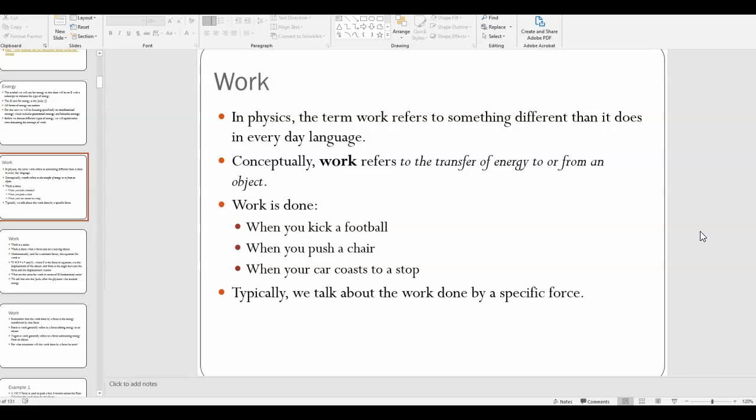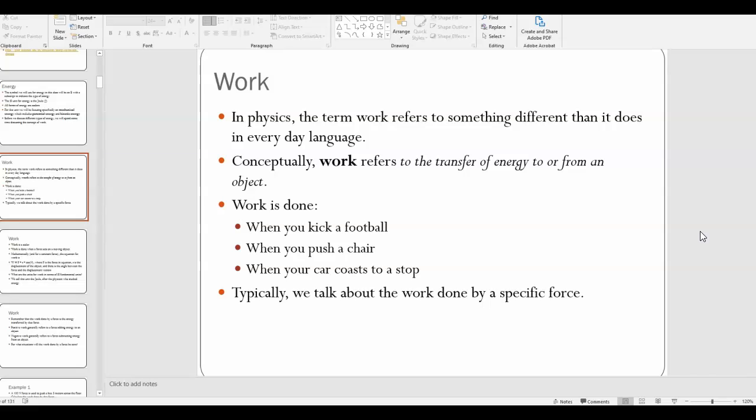When your car goes to a stop, let's say you're driving along the highway and you run out of gas, slowly your car is going to stop because there's friction with the road. In that case, friction is actually going to remove energy from the car. It's going to take energy away from the car, and so that is also an example of work being done. These are all examples of work being done anytime a force transfers energy to or from an object.